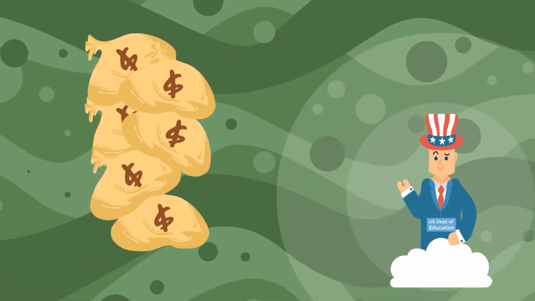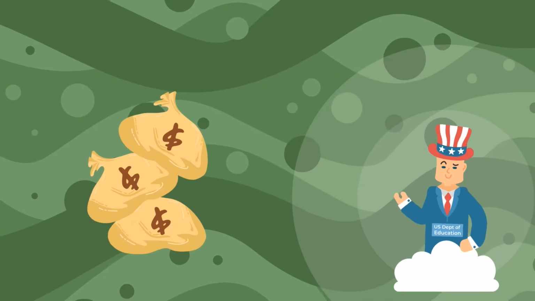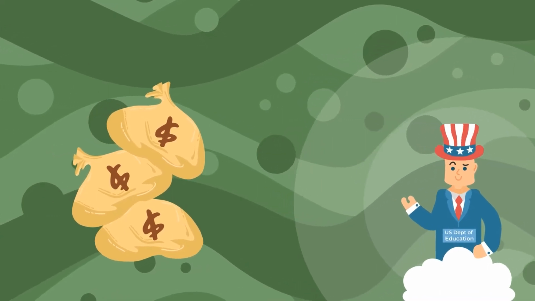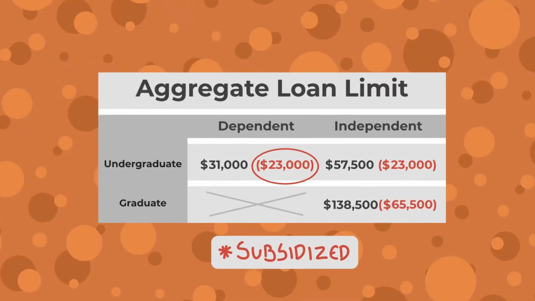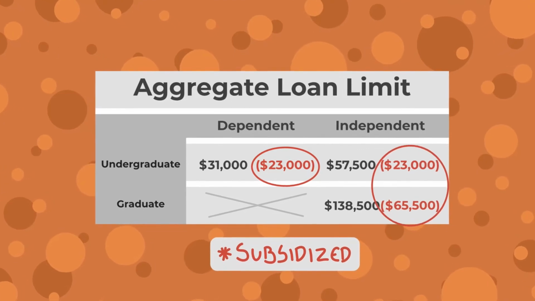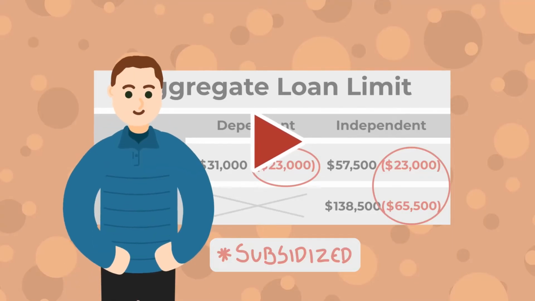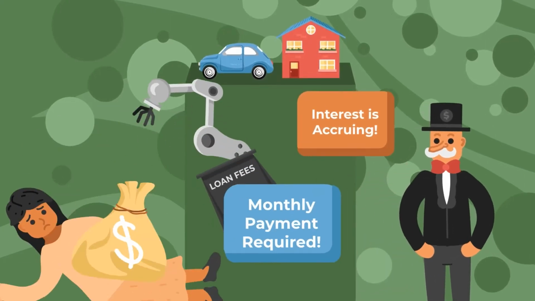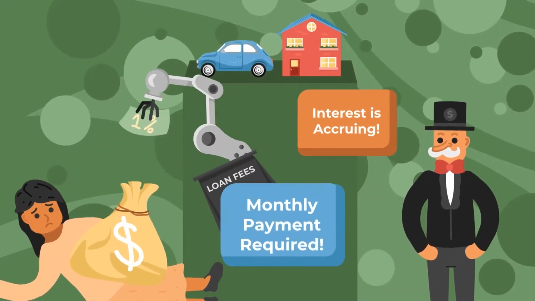Be aware that the aggregate loan limit for graduate studies includes any federal loans that you already have for undergraduate studies. Similar to annual loan limits, the aggregate loan limits also have a limit for how much can be subsidized. I've added the aggregate loan limits for subsidized loans in parentheses on this chart and added a video chapter for future reference.